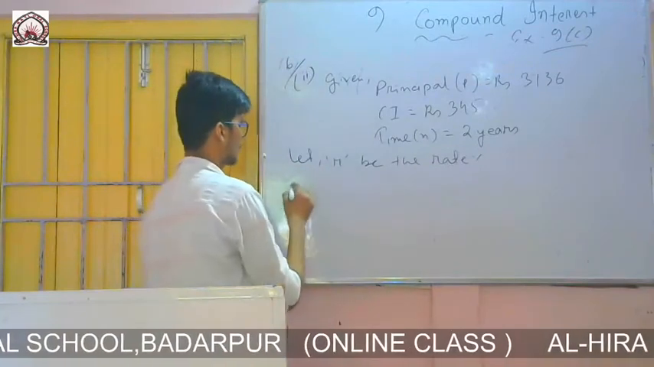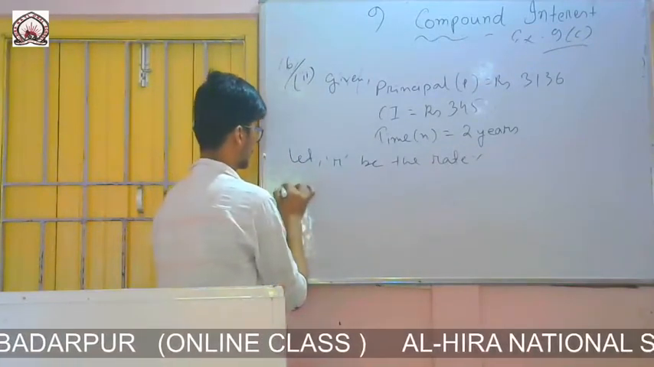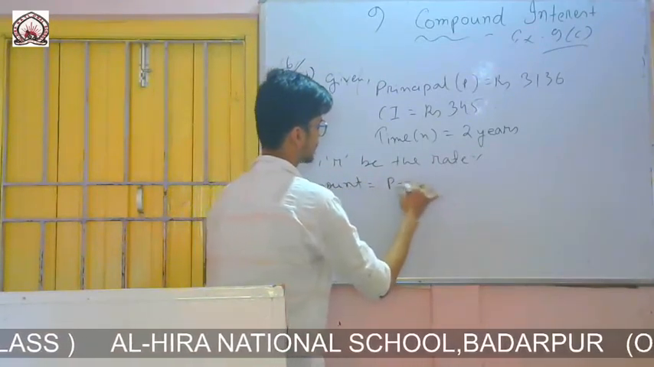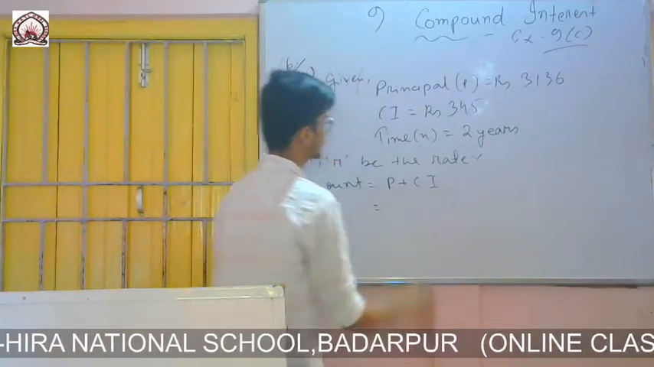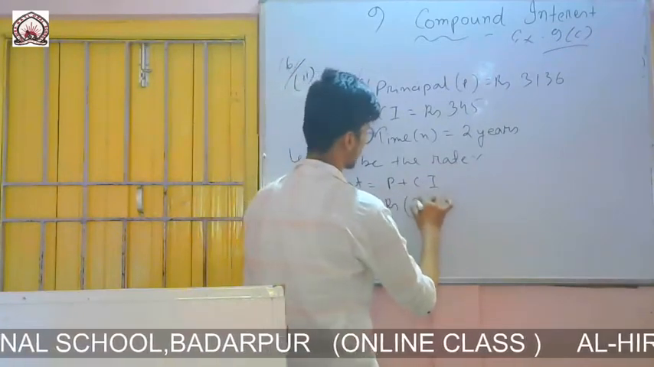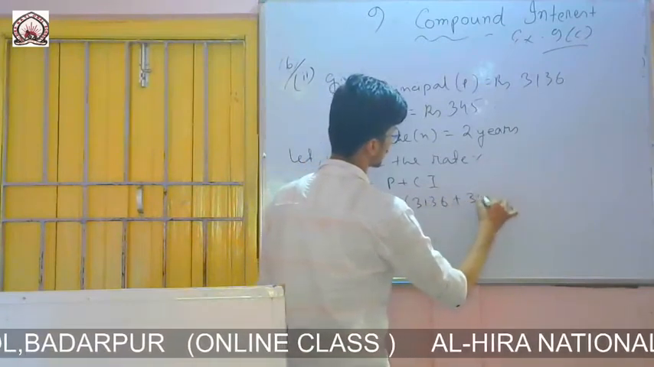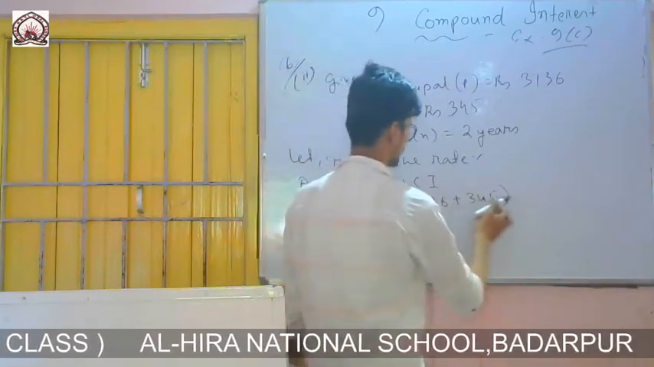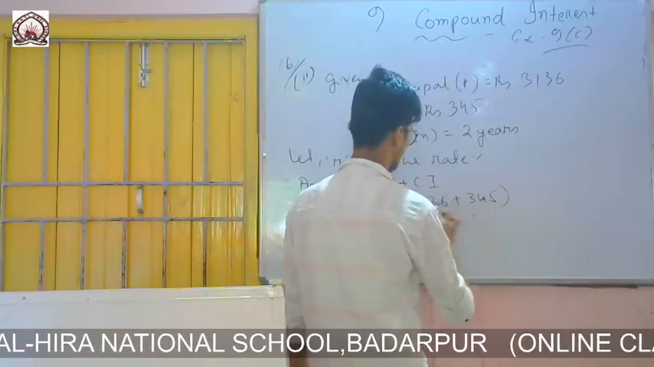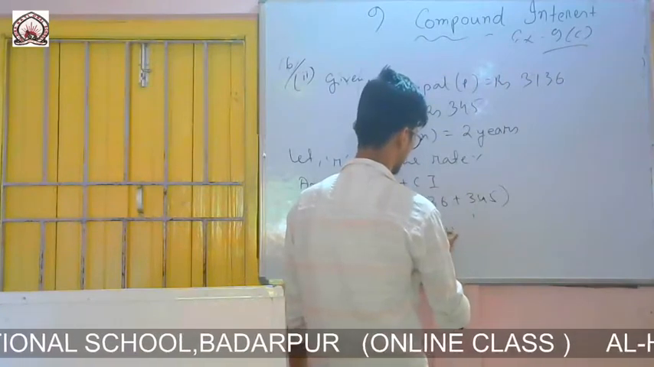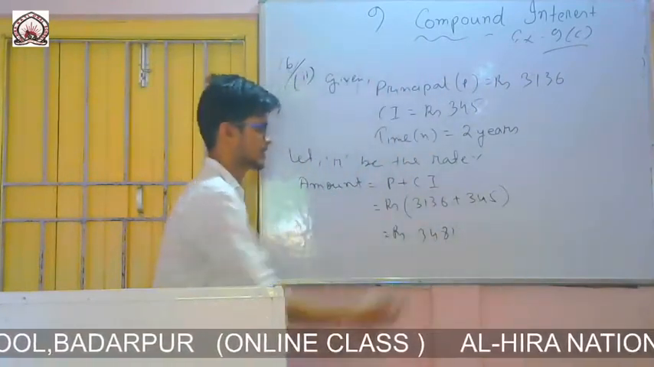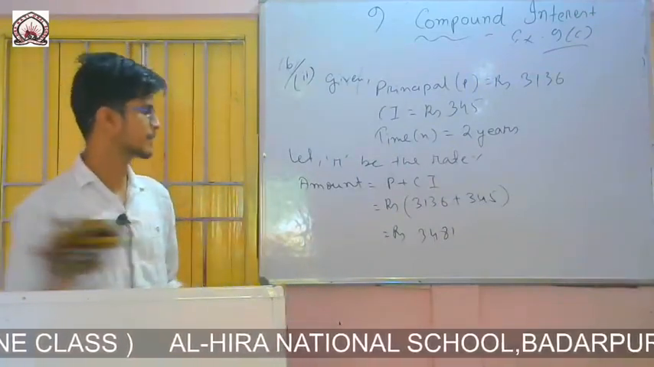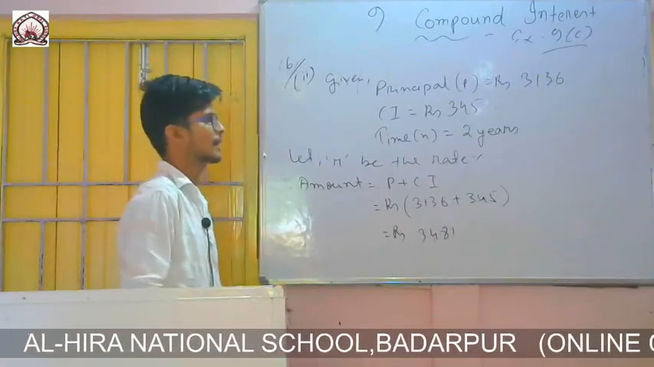So first of all we'll find the amount. Therefore amount equals principal plus CI, principal plus interest. So it is rupees 3136 plus 345, which equals 3481. So this is our amount, 3481. But the question is to find the rate of interest, so using this amount we will find the rate of interest.